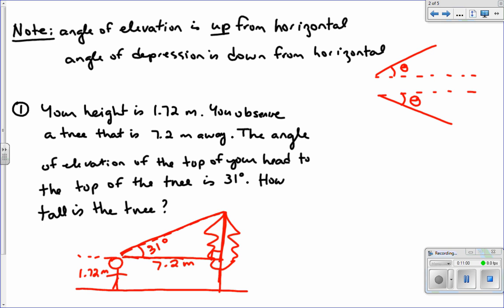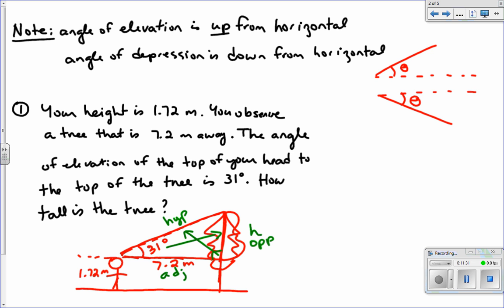So now we want to find the height of the tree. So really, we can find this distance. Let's call that distance h. Now let's take a look at the right triangle here. There's my hypotenuse. H, the length that I want, is across from the angle, so it's the opposite. And the 7.2 is the adjacent.